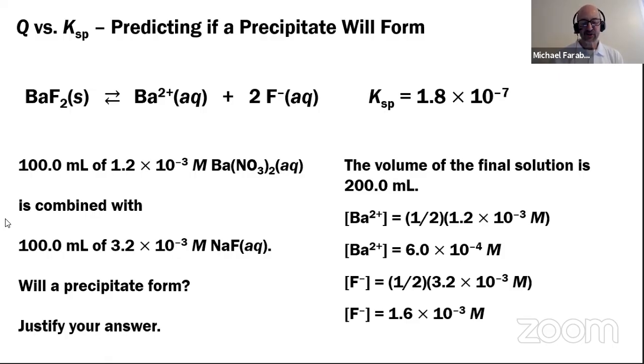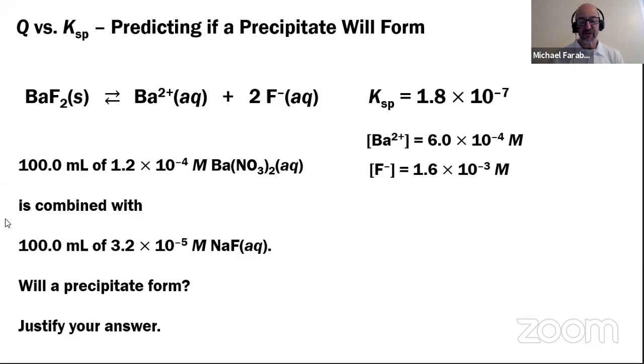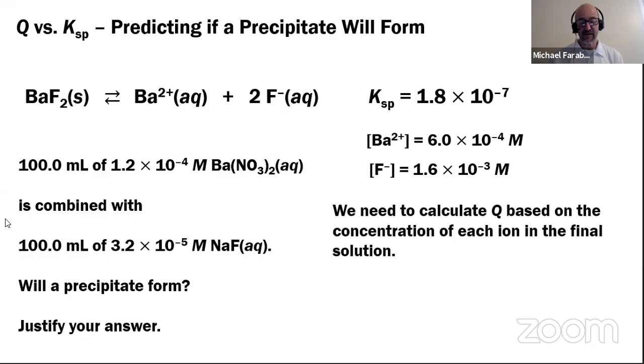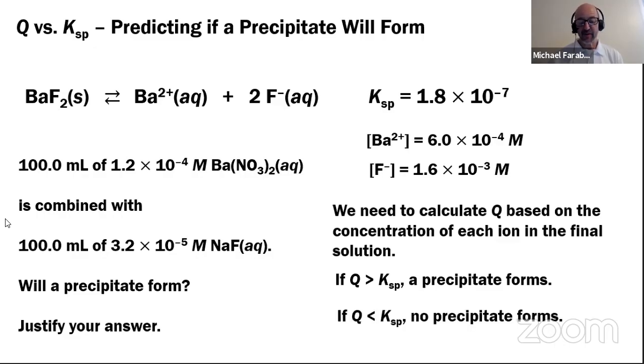Well, now that we have our concentration of barium and fluoride in this final solution, we still don't know whether a precipitate would form or not. We have to do a Q versus K comparison. Let's plug in these values for the concentration of barium and fluoride into the Ksp expression and see what happens. Now, if the Q is greater than the Ksp, then we have exceeded the solubility, and we're definitely going to get a precipitate. If the Q is less than the Ksp, then we have not reached the saturation point yet, and no precipitate would form.